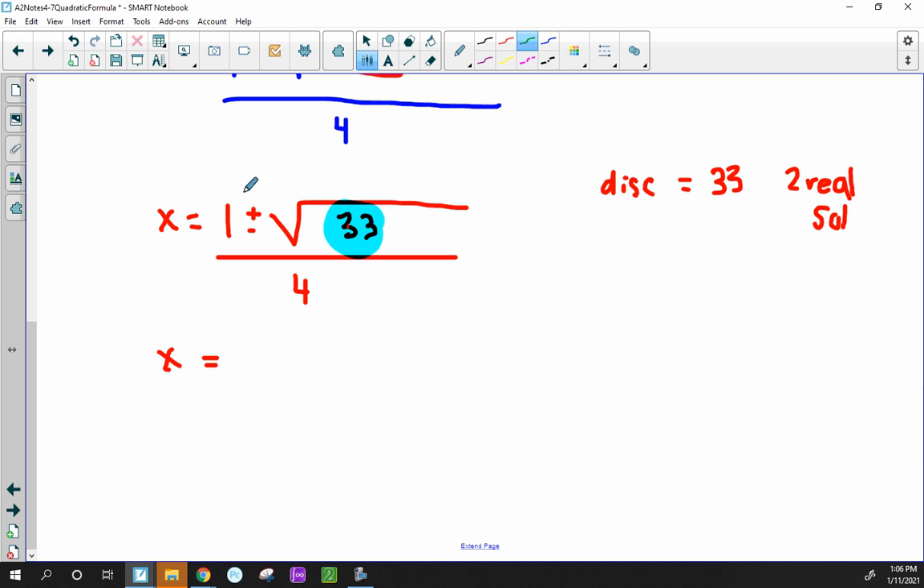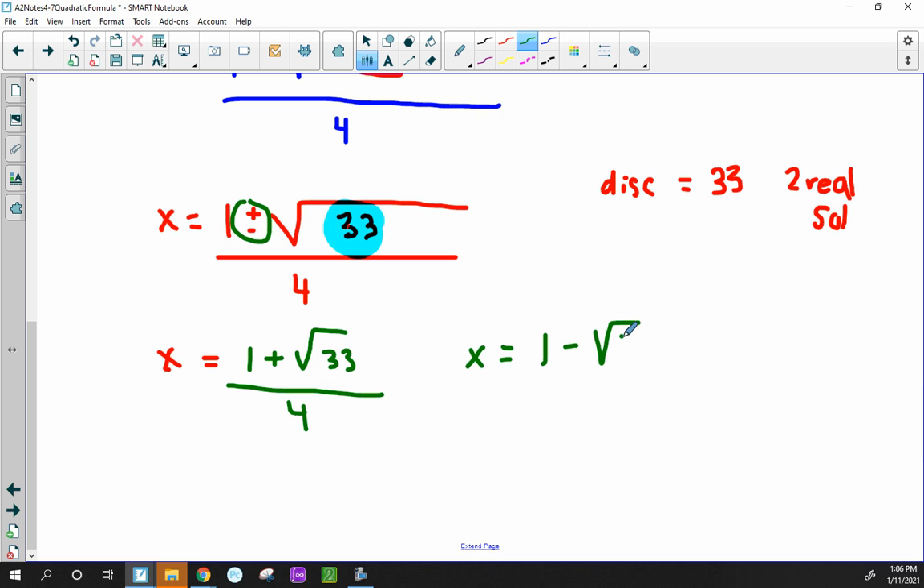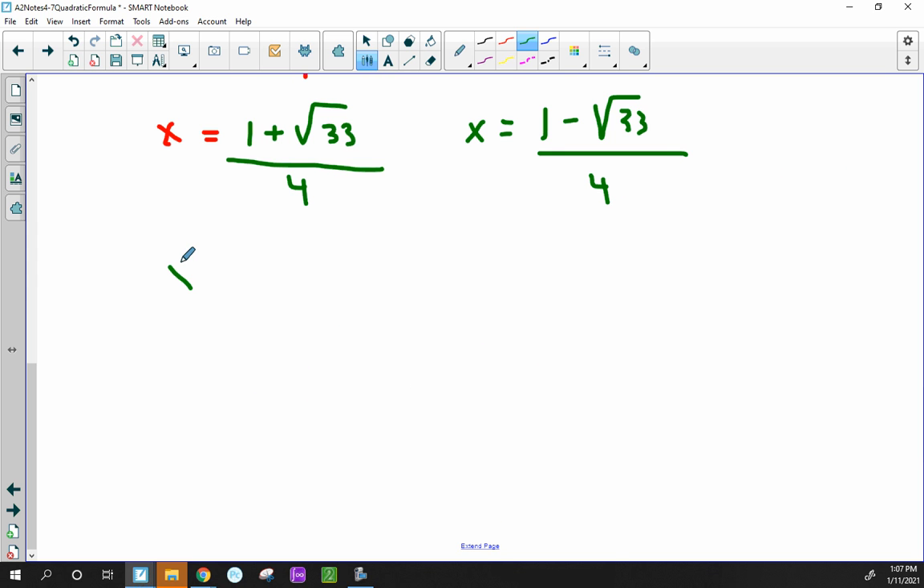What I want you to notice is this double sign here. One of the answers is 1 plus the square root of 33, all divided by 4. And please make sure that division bar goes all the way across. A second option for an answer is 1 minus the square root of 33, all divided by 4. Often, it depends on the directions, but sometimes you can leave your answers like this in radical form. Other times it's best to use a calculator, so I'm going to do both in the notes so you know what to do.